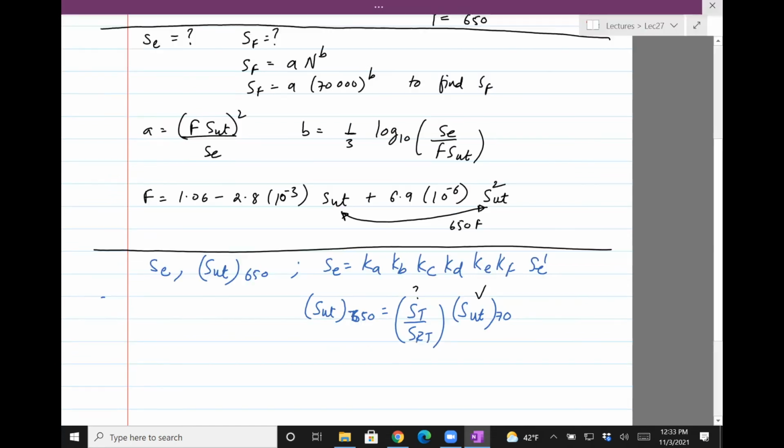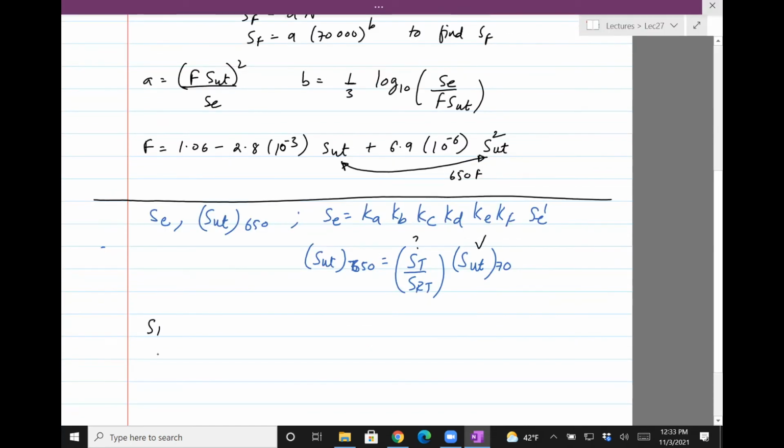So that means we need to find ST divided by SRT. Turns out that ST divided by SRT is only temperature dependent. It is 0.98 plus 3.5 TF.